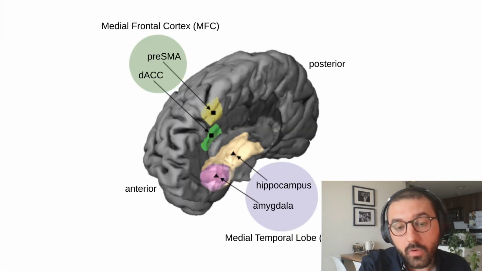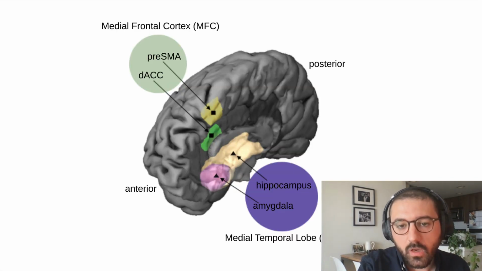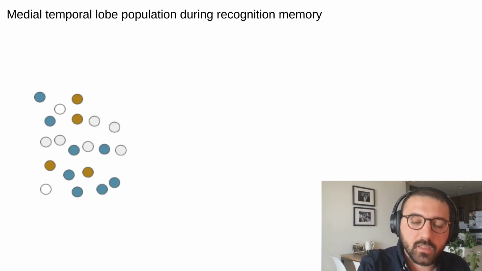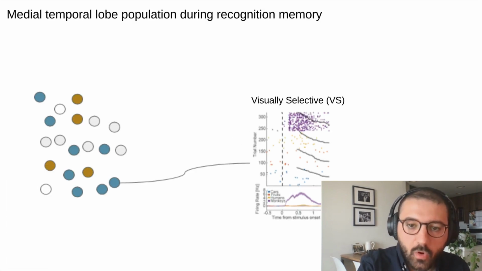So, without further ado, we'll look at some of the population responses as the subjects are doing this task. And we'll start with the single unit activity that we observe in the medial temporal lobe, specifically in the hippocampus and in the amygdala. The population response as the subject is doing this task in the medial temporal lobe is actually quite varied.